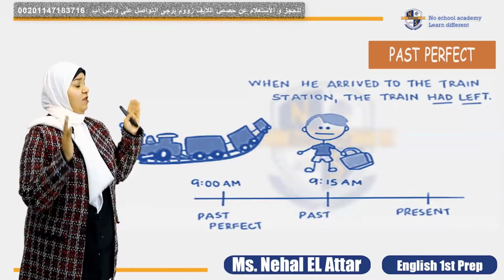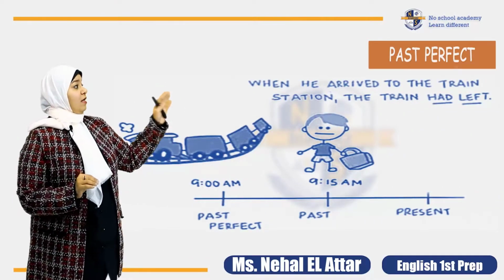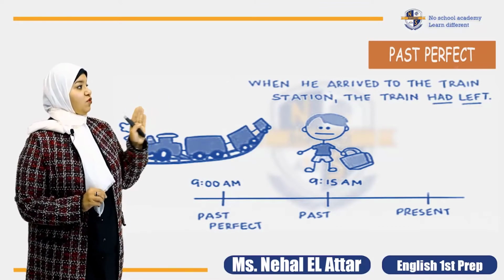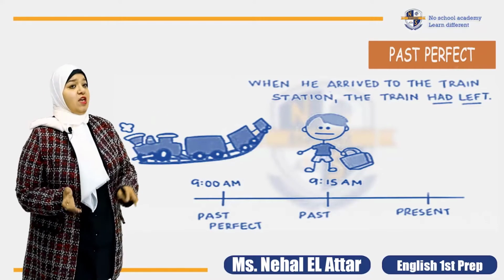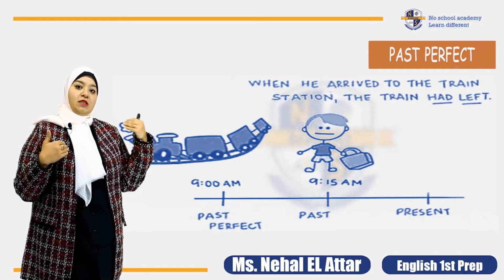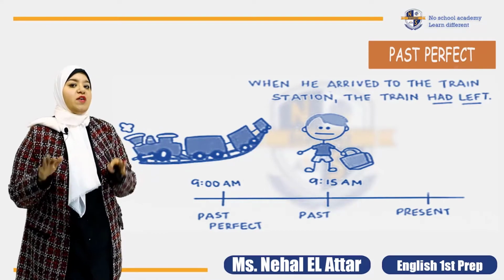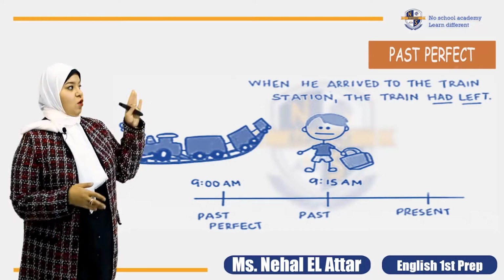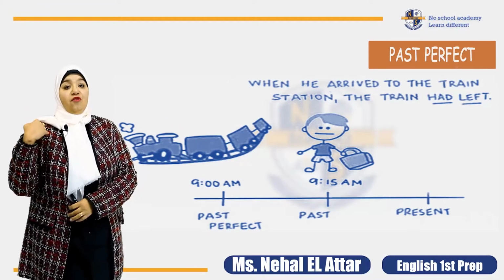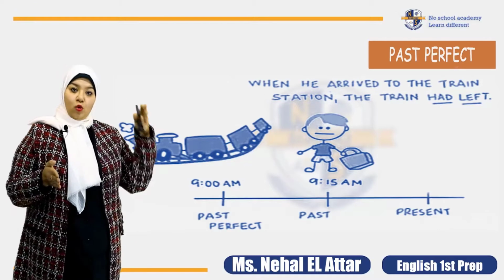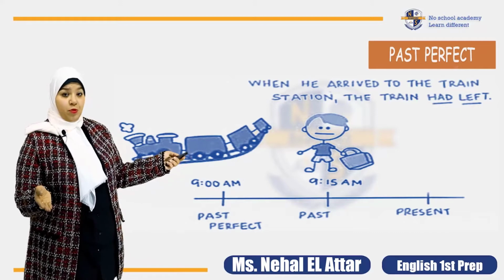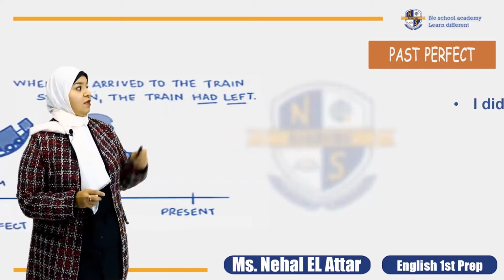We have here an example illustrated with the timeline. Here we have: when he arrived at the train station, the train had left. Do you think what happened first? What happened firstly? The train's leaving, or the arrival? Yeah, of course. When he arrived, this is the newer action, the train had left. Can you see now? The older one is in the PP, or the past perfect, and the newer one is in the past simple.